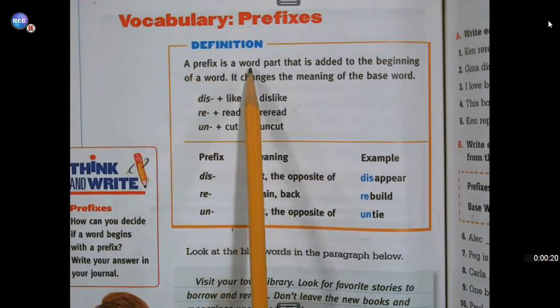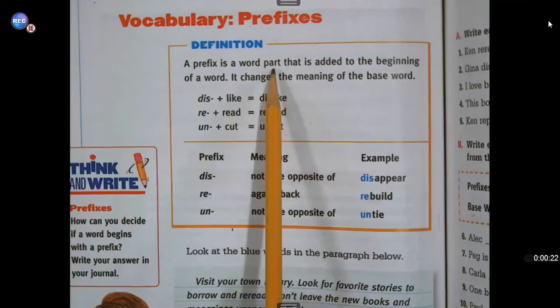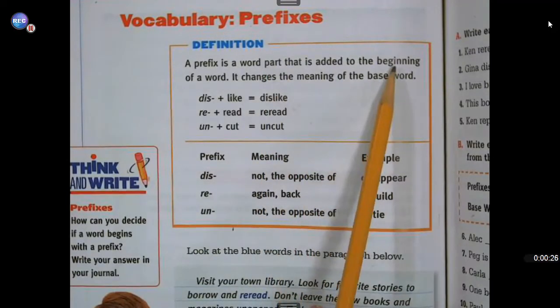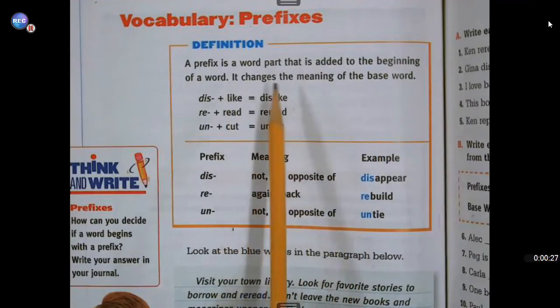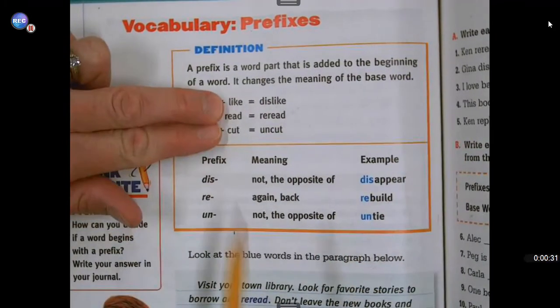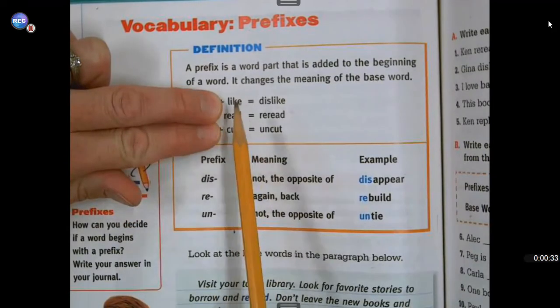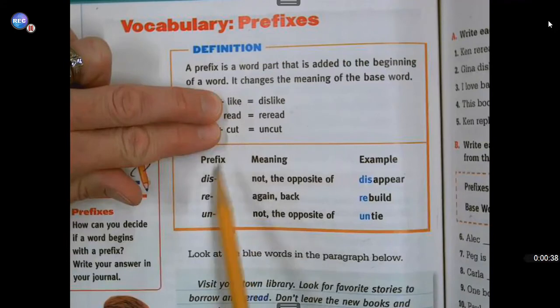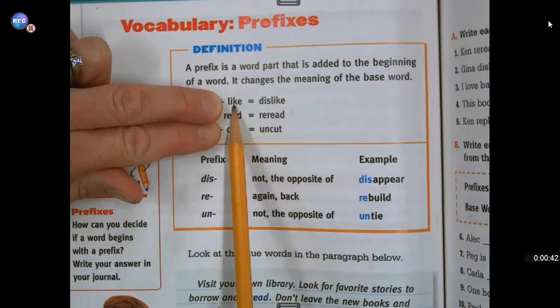A prefix is a word part, so not a whole word, but a part of a word that is added to the beginning of a word, and it changes the meaning of the base word. So in this example, we have some base words. We have like, read, cut. And a base word is a word that has a meaning all on its own, standing alone. So we know what like means, we know what read means, and we know what cut means.